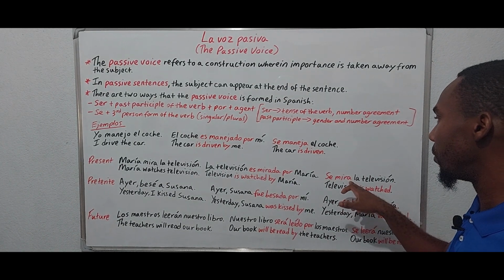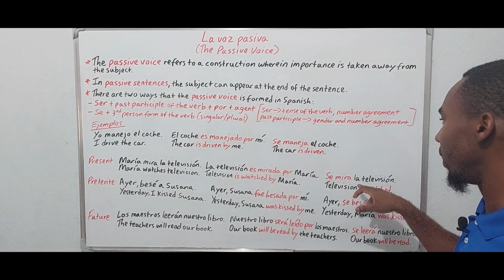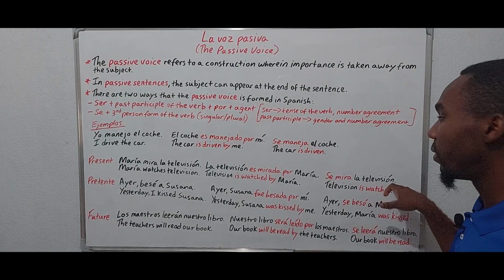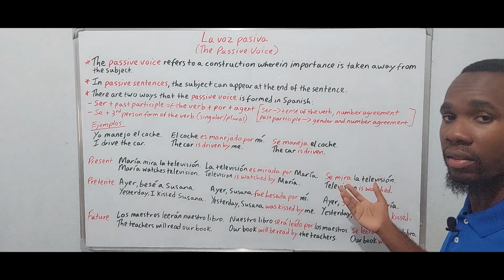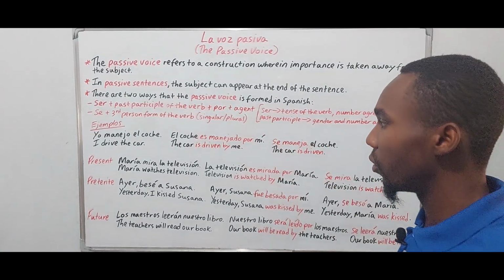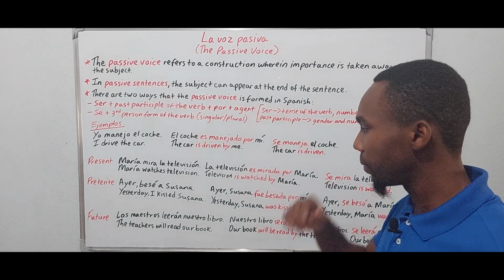So we have mira in the third person singular because we have televisión, which is singular, and it is conjugated in the present tense because we are talking about a present tense verb, right?